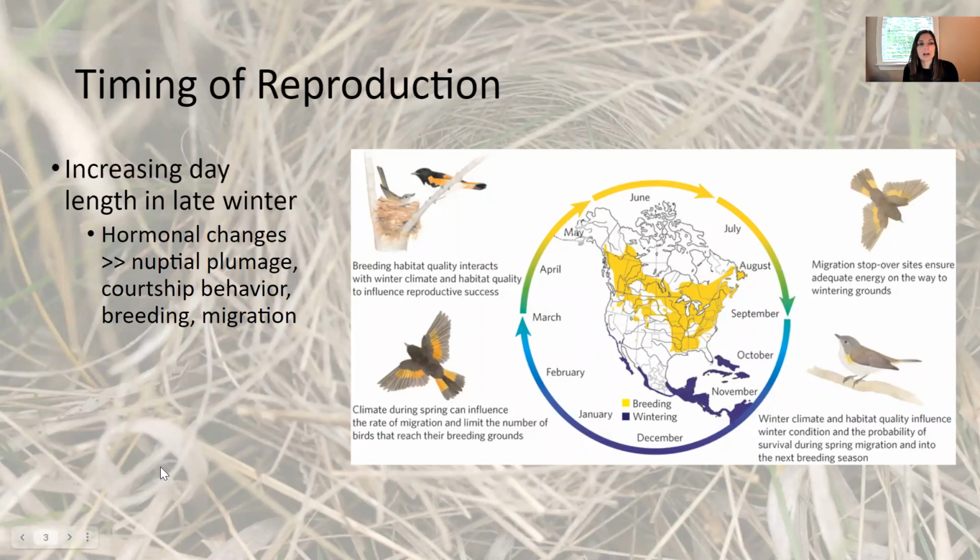So timing of reproduction is triggered by photoperiod. The increasing day length in late winter leads to hormonal changes, and molting occurs, the nuptial plumage comes in, courtship behavior happens, breeding, migration, all follows. So this is kind of a neat timeline that shows what happens in changes in plumage, changes in migration through the course of the year for one species.